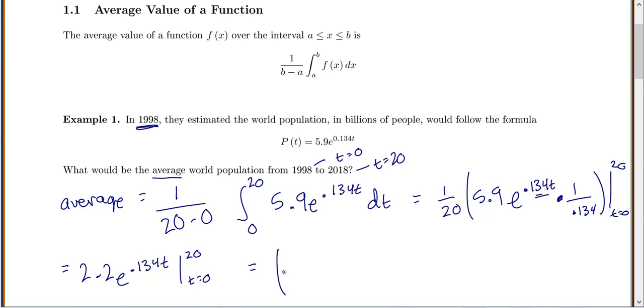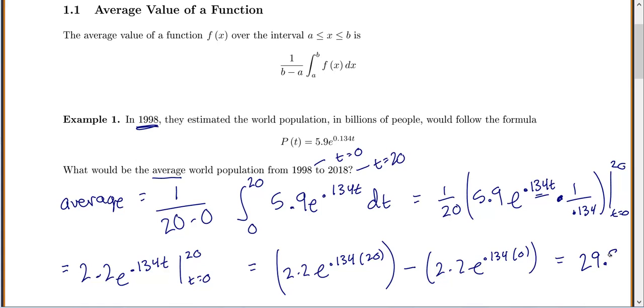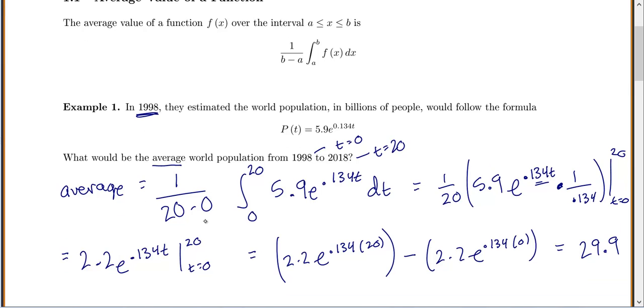So we plug in our top limit first, 2.2 e to the 0.134 times 20 minus 2.2 e to the 0.134 times 0, which should give me 29.9. So again, if you want to find the average of something, you would integrate from your limits, and on the outside you'll do 1 over b minus a.